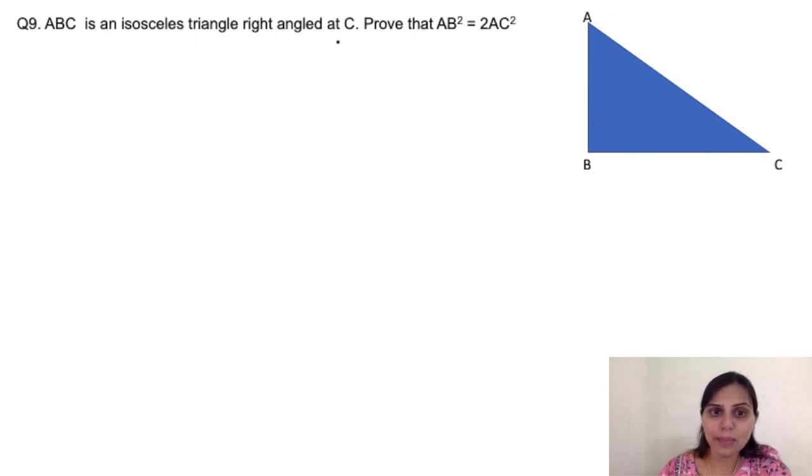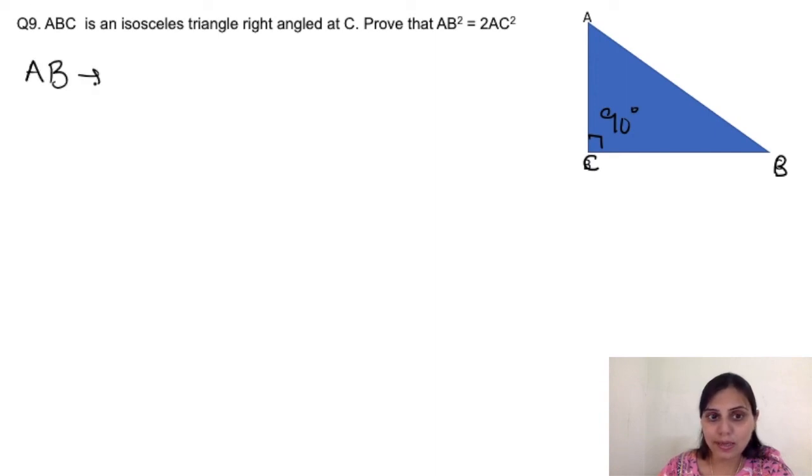You are given that ABC is an isosceles right-angled triangle which is right-angled at the point C. So let us take this point at C. This is your point B and the third point is A. At point C you have an angle of 90 degrees. We are supposed to prove that AB square is equal to twice AC square. So let us write all the sides.